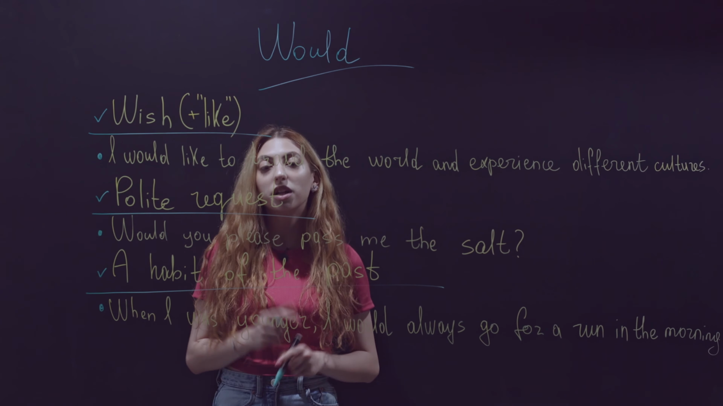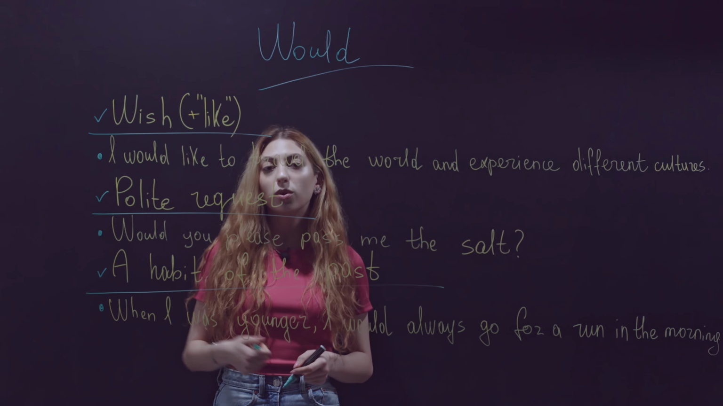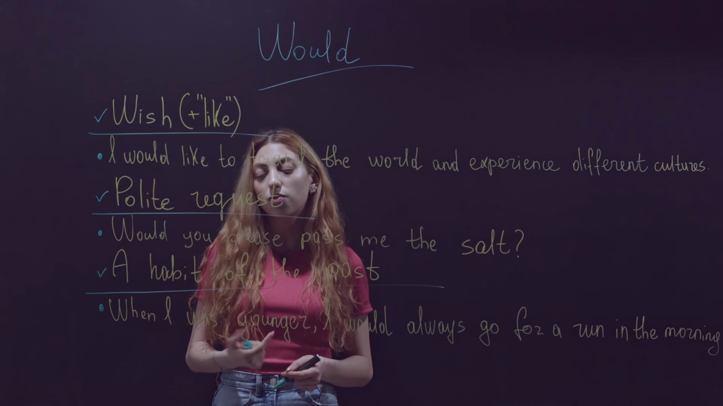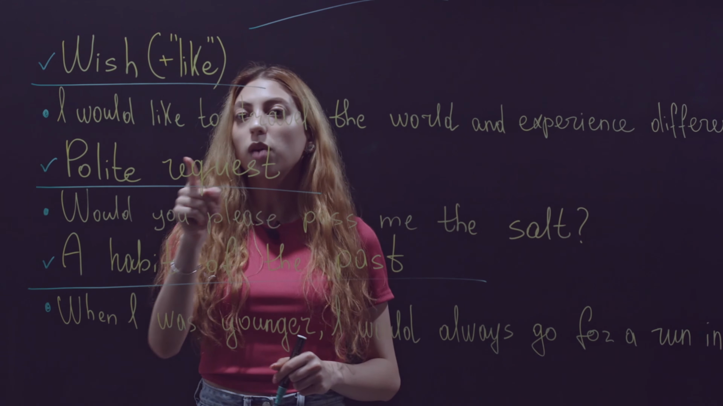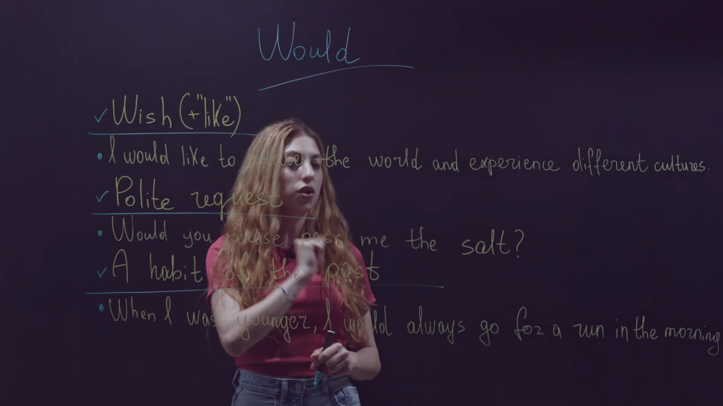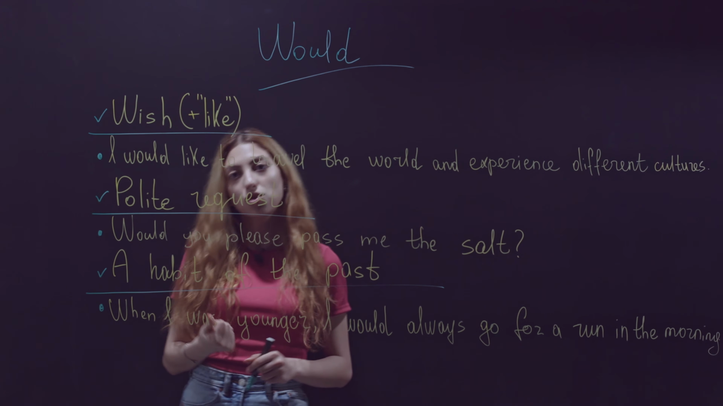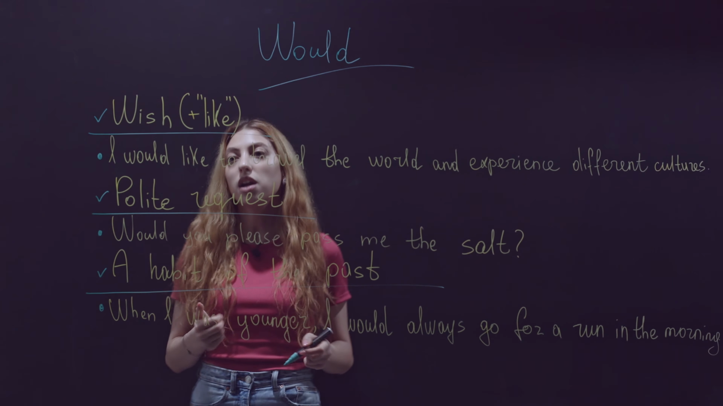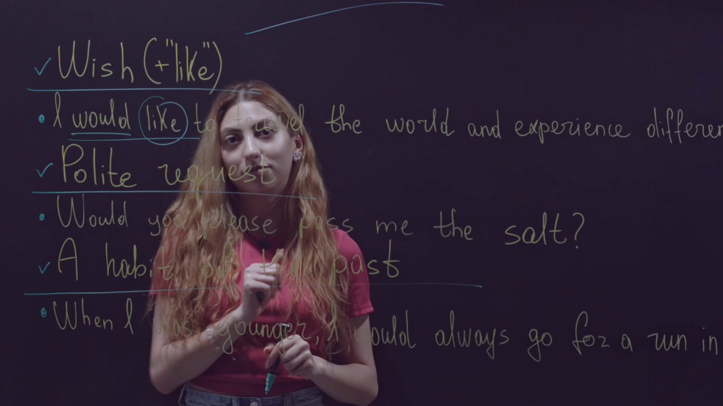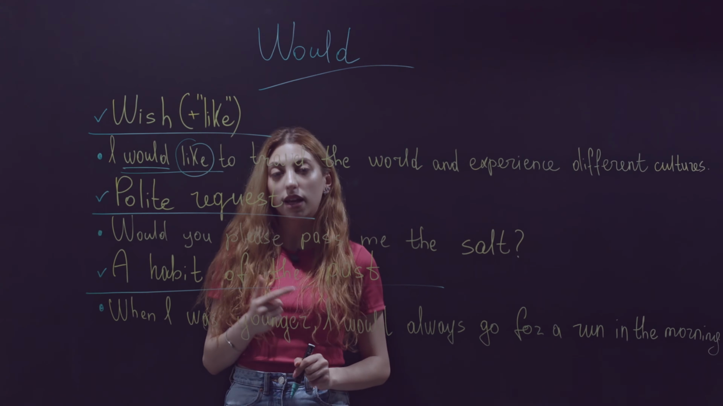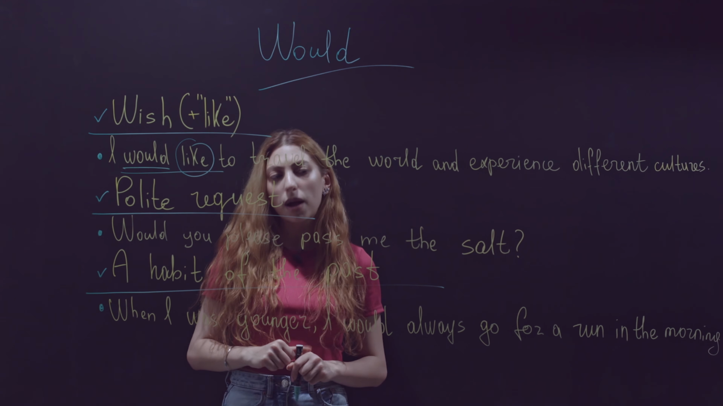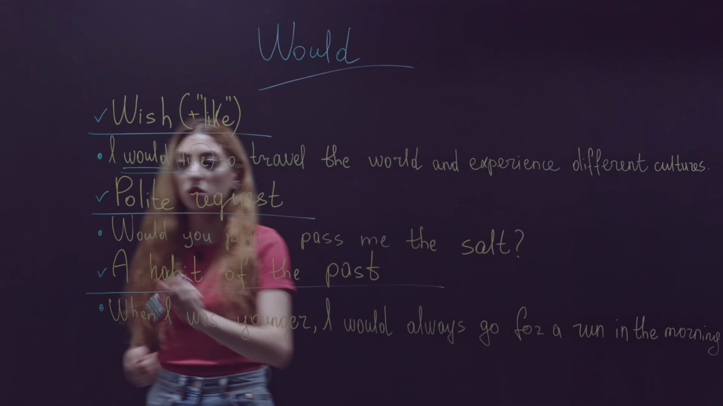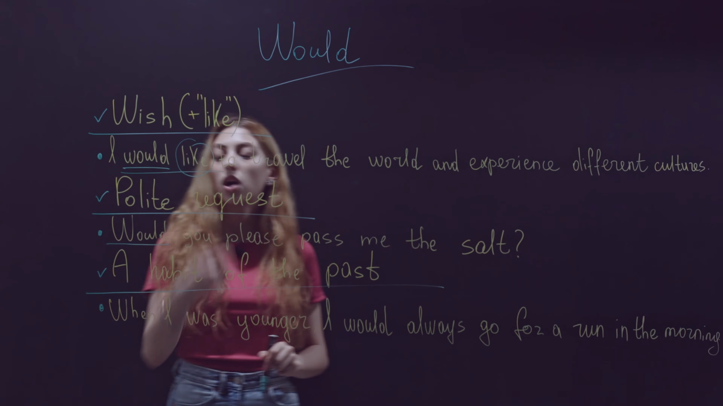Well guys, now we are speaking about would, so you can see in which cases we can use would. First one is wish. Pay attention to the example. I would like to travel the world and experience different cultures. This is about your wish. I wish I could do that. I would. Well, next one, polite request. Example, would you please pass me the salt? So, this is all about the second point, how we can use would.